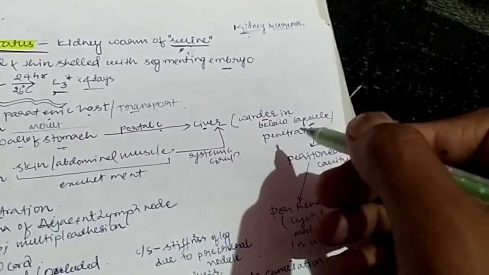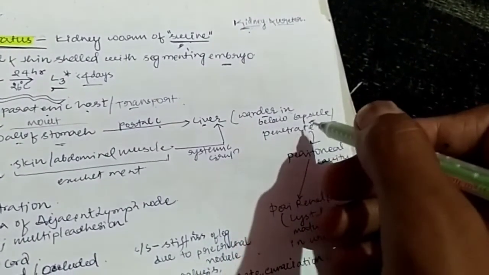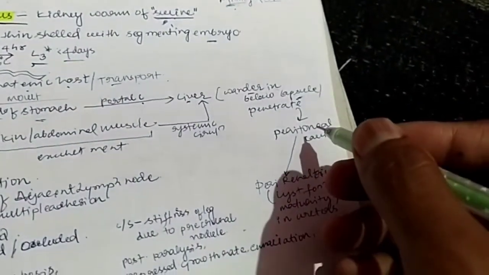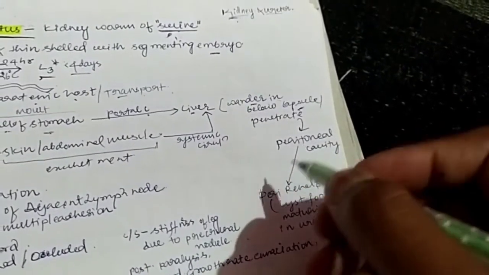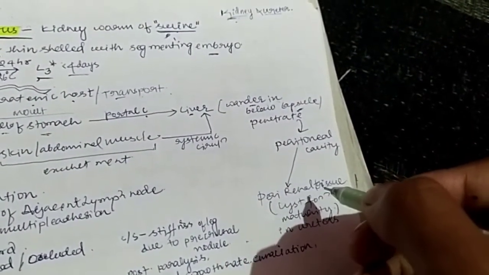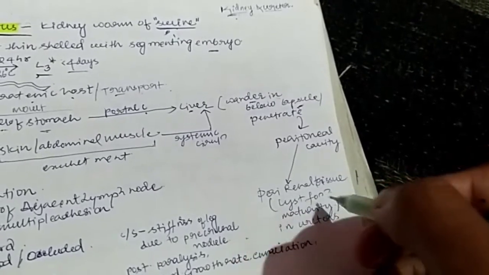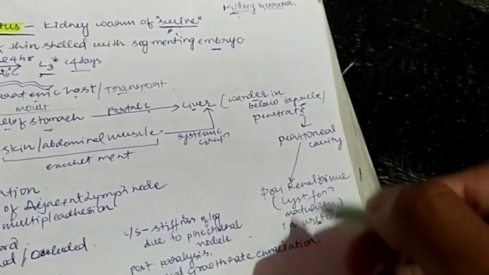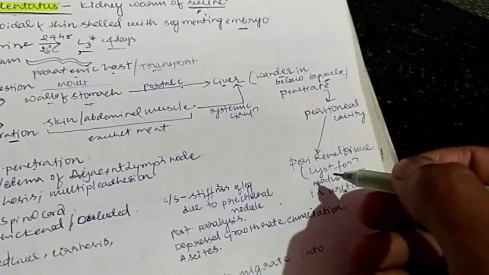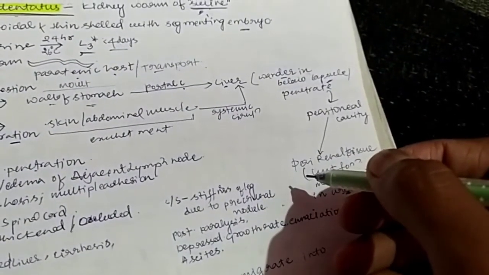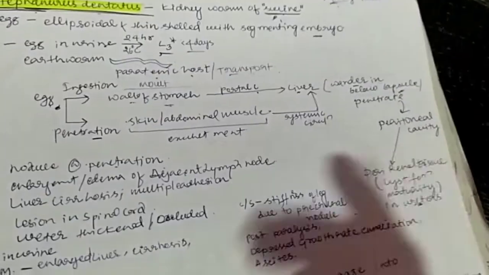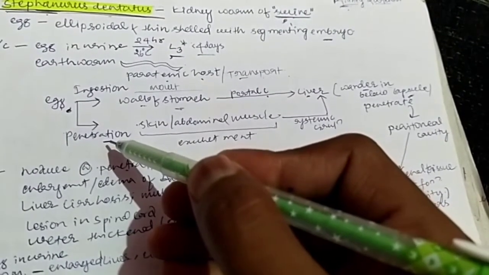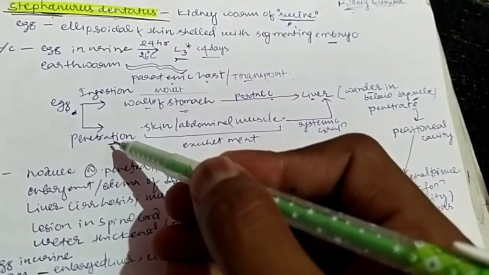After migration, those larvae will penetrate the capsule, thereby entering the peritoneal cavity. Then from the peritoneal cavity, they will reach the kidney, that is, the perirenal tissue, and they will form the cyst in the ureter. Inside the cyst, they will mature, and after maturation, they will start laying eggs, and those laid eggs are passed out in the urine.